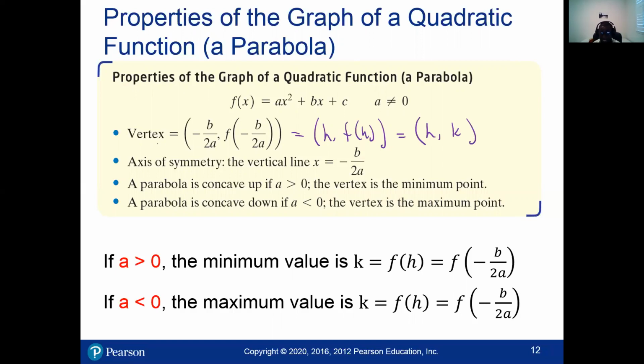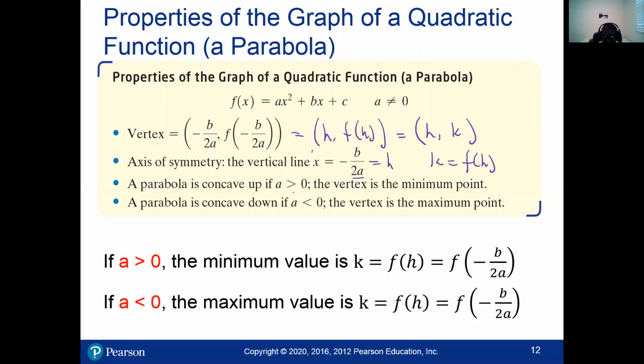Okay, so the vertex is (h, k), where in this case your k is equal to f of h, basically. Now the axis of symmetry is a line x is equal to h. What is h? h is -b over 2a. And then the parabola is concave up, as we said.